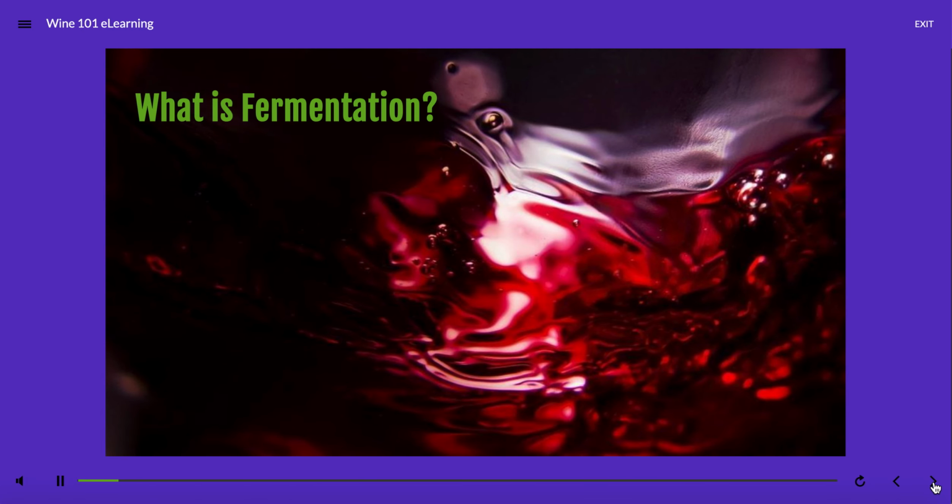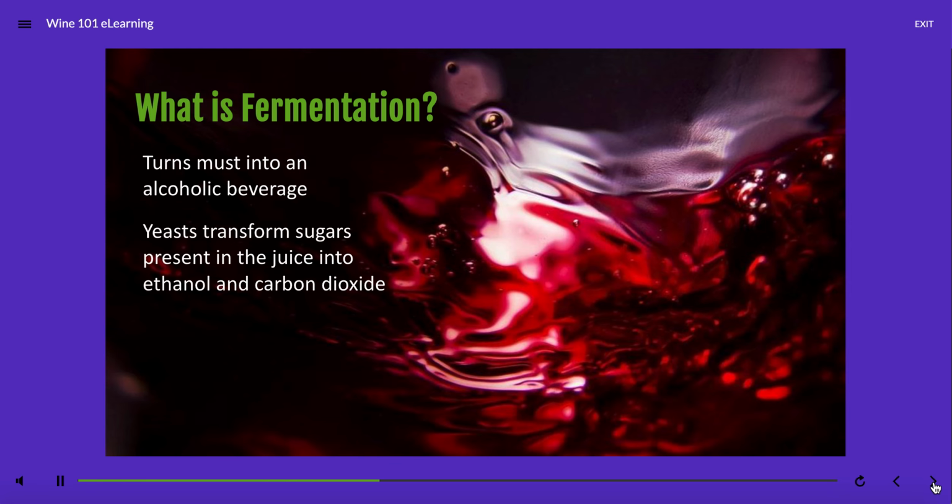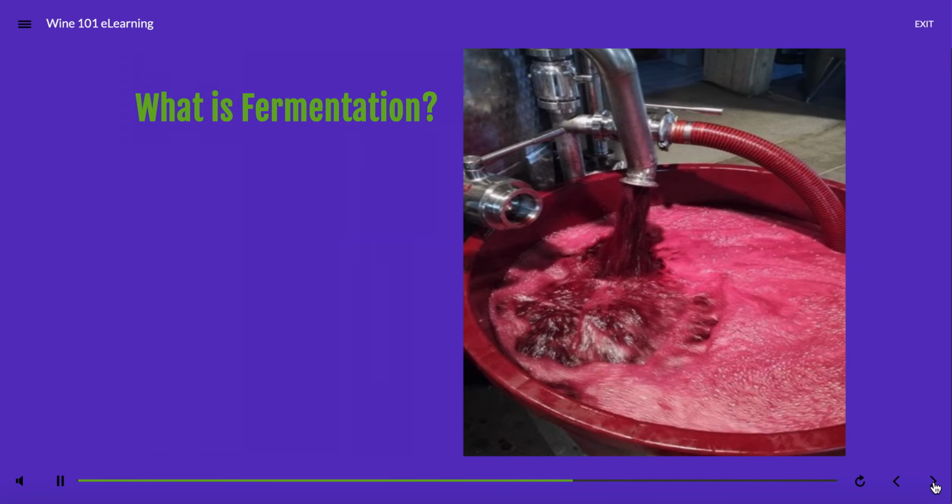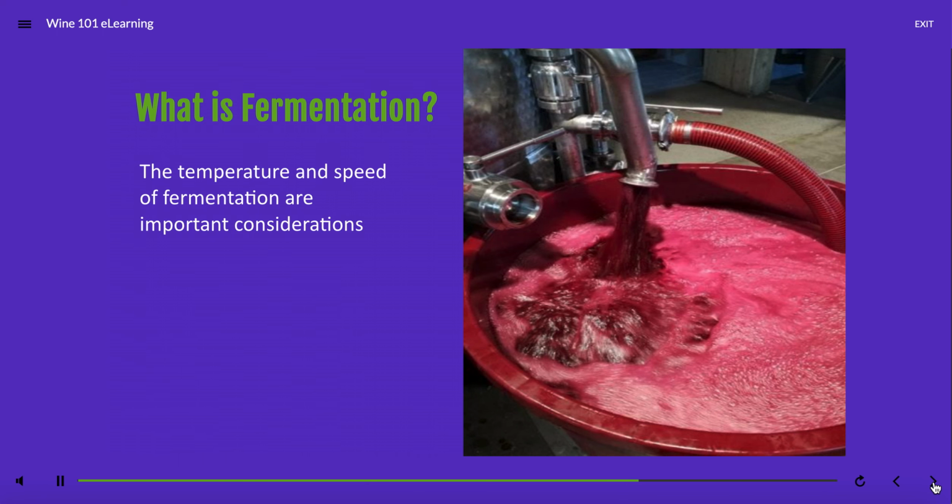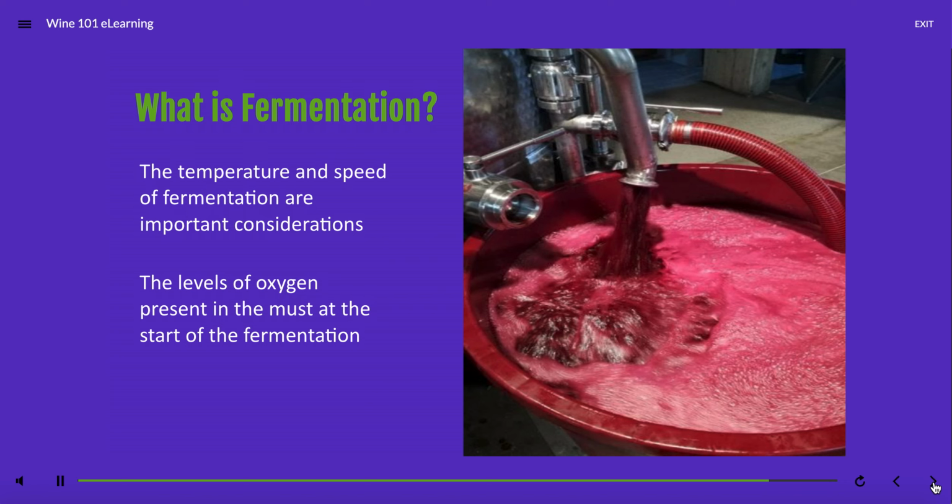What is fermentation? The process of fermentation in winemaking turns must into an alcoholic beverage. During fermentation, yeasts transform sugars present in the juice into ethanol and carbon dioxide as a byproduct. In winemaking, the temperature and speed of fermentation are important considerations, as well as the levels of oxygen present in the must at the start of the fermentation.